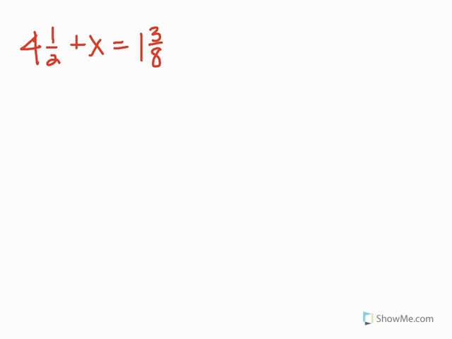Alright, here's our last example for the evening. We are going to do this problem here. 4.5 plus x equals 1 3/8. So I'm going to do the same thing I did in the last several problems. I want to get this x to be all by itself on the side of the equal sign.